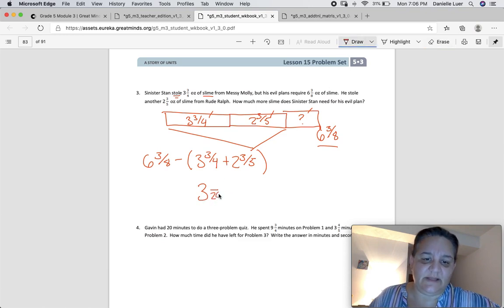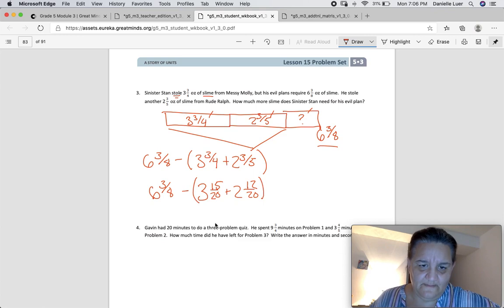So that's going to be 20 there, and 5 times 3 is 15, and 4 times 3 is 12. So now 6 3/8. I have 5 and 15, 27 20ths, which also equals 6 and 7 20ths.